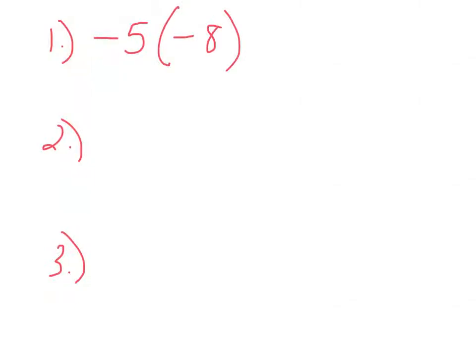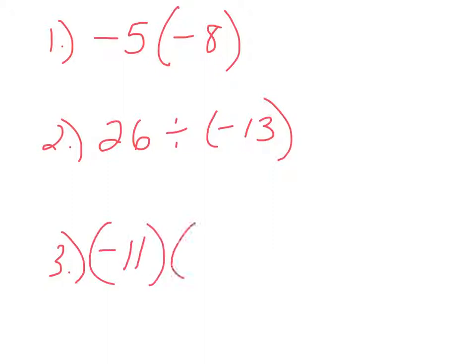So let me give you problems to try. Why don't you copy them down, hit pause, do them, and come back and see if you got the right answer. And then I only have one short thing after that, which is how we handle when we have 3 numbers to multiply or divide. So let's do -5 times -8. Let's do 26 divided by -13. And then let's do 11 negative times 6 negative. Alright, copy those down, hit pause, and then come back and check your answers.